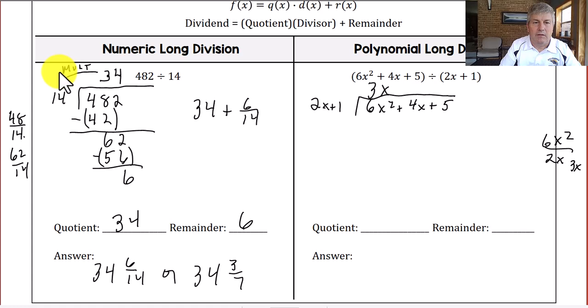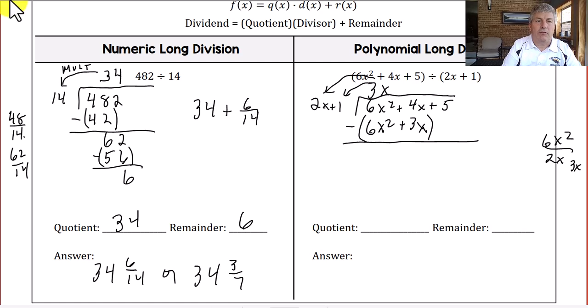And just like I did in the previous sample, I multiply back. What's 3x times 2x? Well, it's 6x squared. Then what's 3x times 1, which is 3x. And then we have to subtract this whole quantity. That quantity is important. Our pluses become minuses, so we change all of our signs and we add. The x squareds drop out.